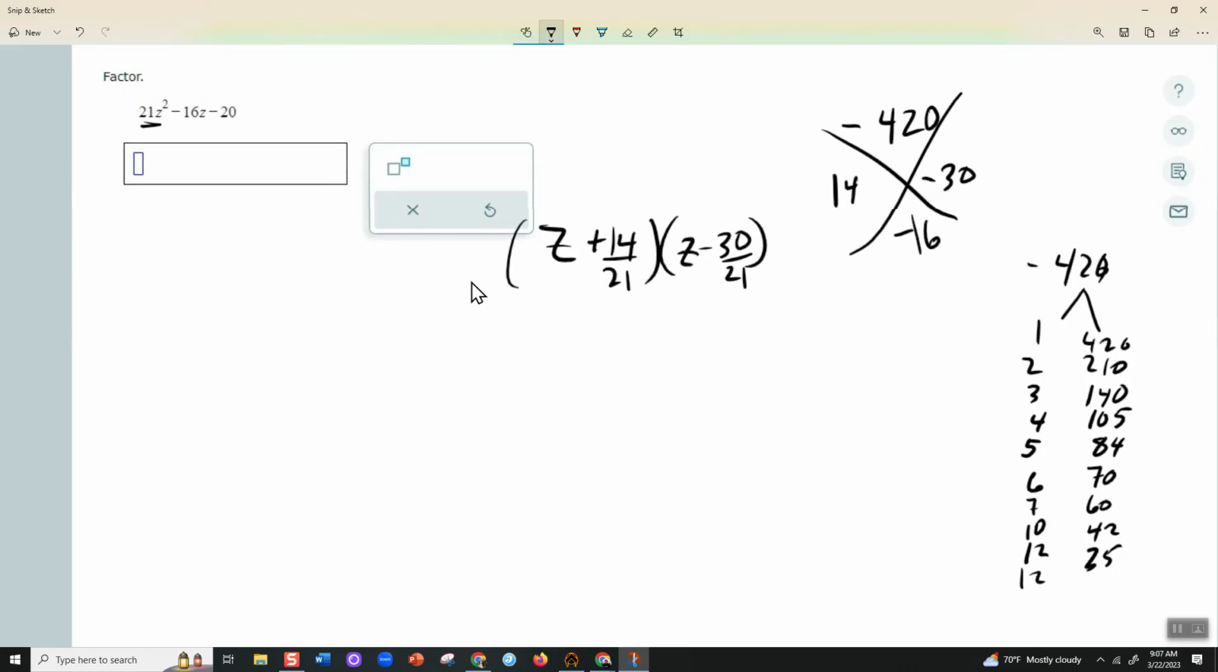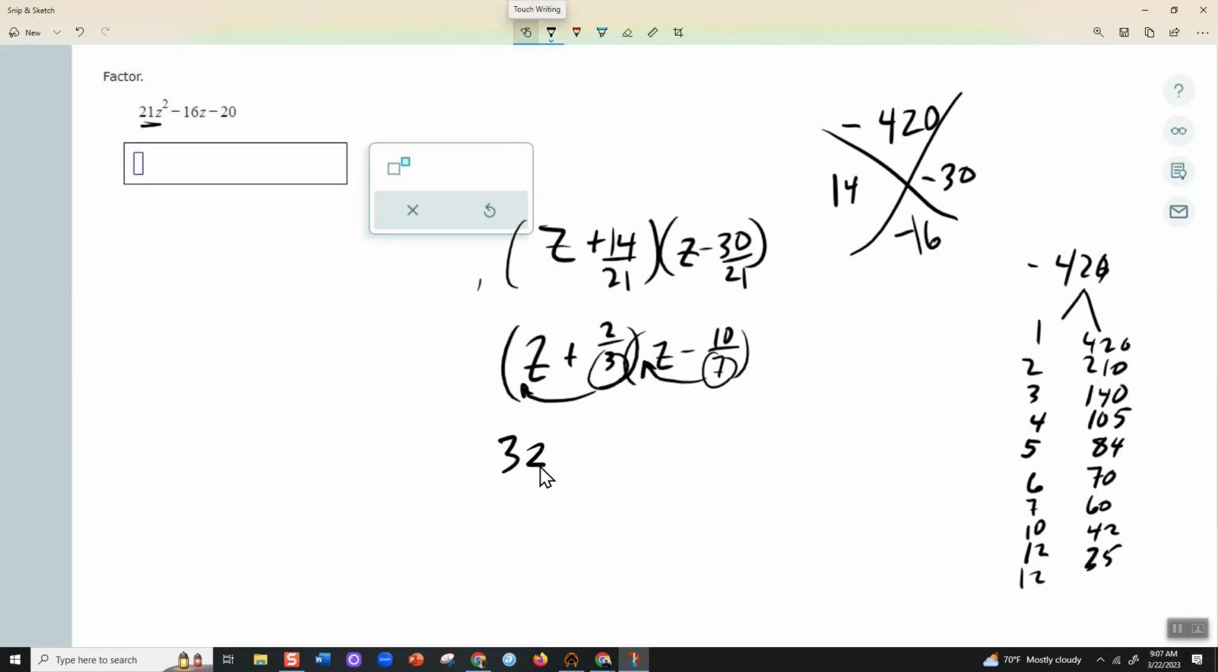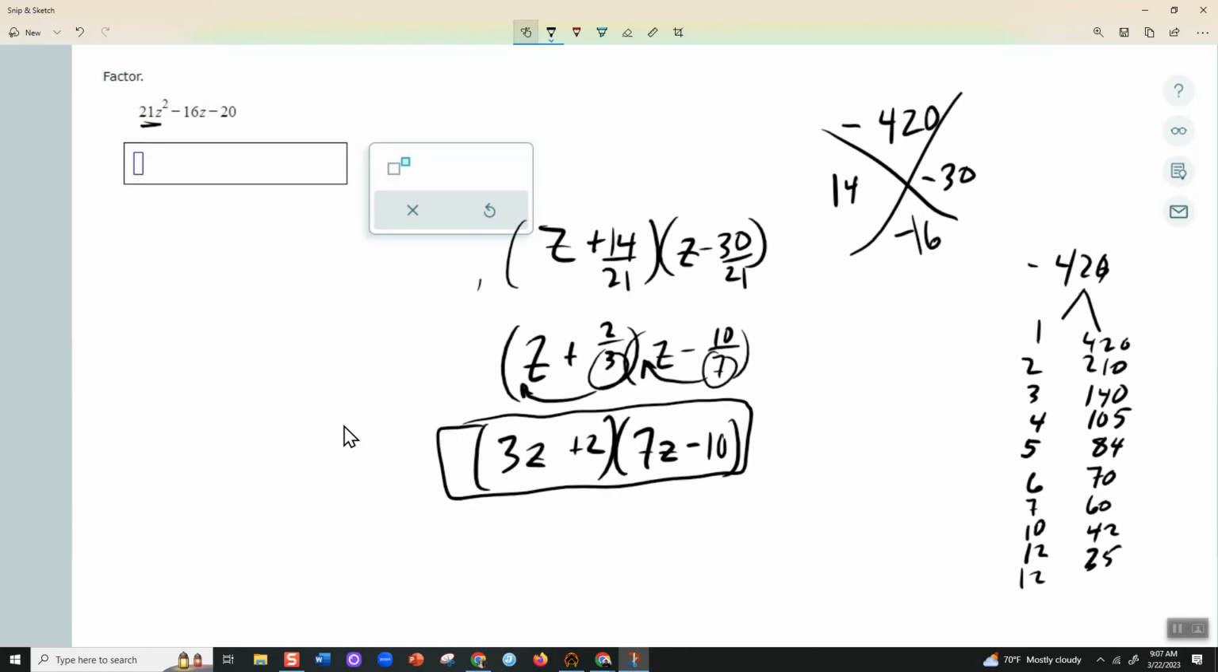21. Got to reduce those fractions. 14 and 21 are both divisible by 7, so that would be 2 over 3. And 30 and 21, both of those are divisible by 3, so that would be 10 over 7. And now that I've reduced the fractions, I can get my answer where I move the 3 up in front and the 7 up in front to get 3z plus 2 times 7z minus 10. There it is in all of its glory.